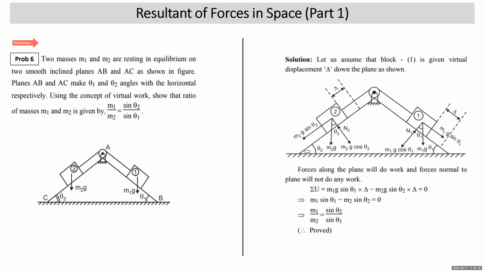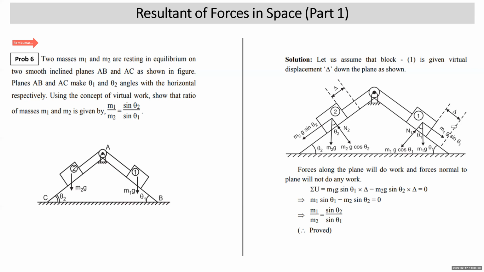Here this plane is making angle θ2 with horizontal, so the normal will make angle θ2 with vertical. So this is M2G cos θ2, M2G sin θ2. Here this plane is making θ1 with horizontal, so the normal will make θ1 with vertical. So this component is M1G cos θ1, M1G sin θ1. Now the entire system is given a virtual displacement. We give virtual displacement delta to block 1 by pulling it down by a small amount delta as marked.